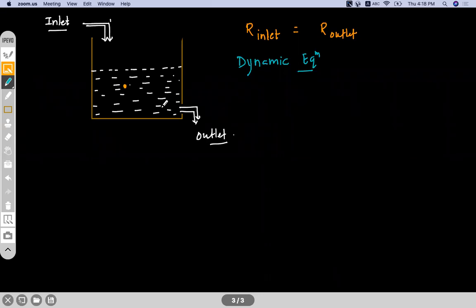Now, if you observe the two things here, for equilibrium condition, one thing is for sure: there are two opposing factors. Like you see here, inlet and outlet together, right? If force from the left, then from the right also it is there. So for any equilibrium, we must have two opposing factors.